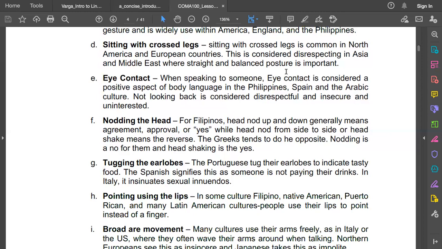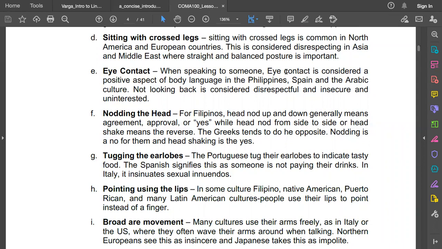Sitting with crossed legs in North America and Europe is okay. There's a positive connotation for that, like the cuatro. Then for Asians and the Middle East, it's quite disrespectful because proper balanced and straight posture is important. We don't like it when you see people slouching. Somehow we see that as disrespectful.